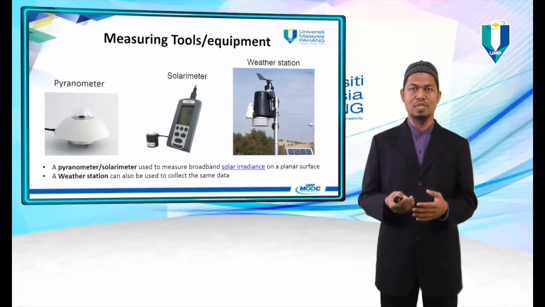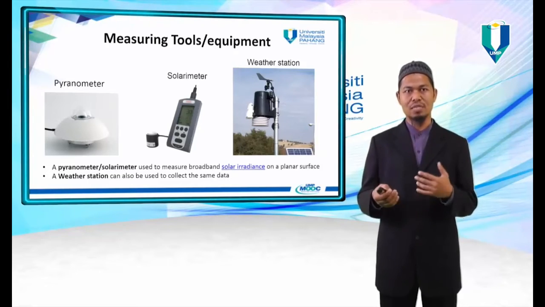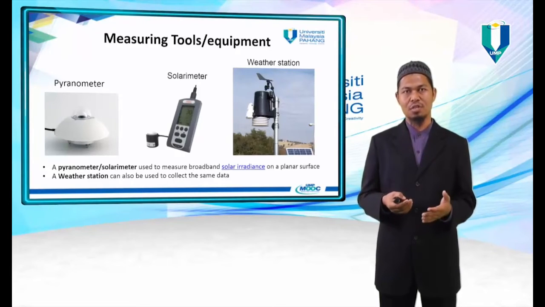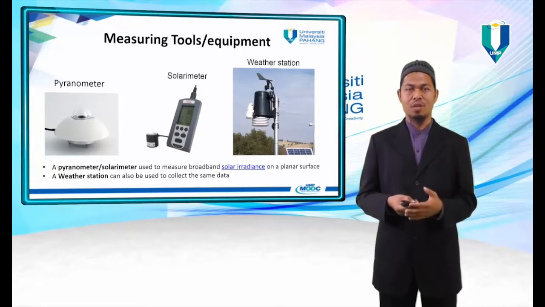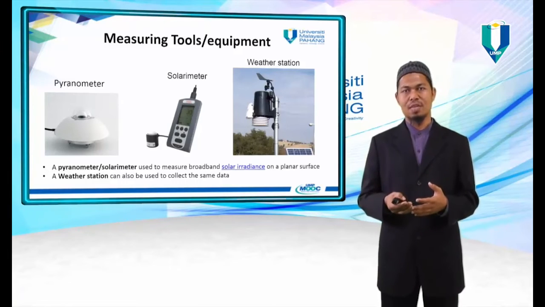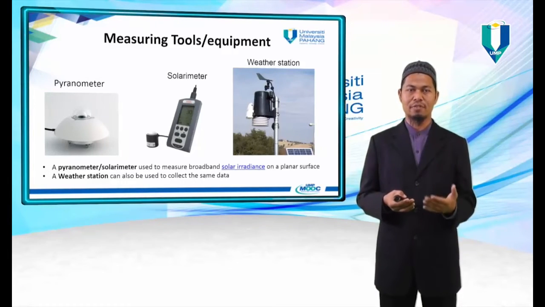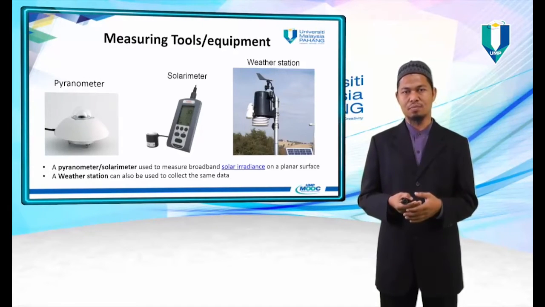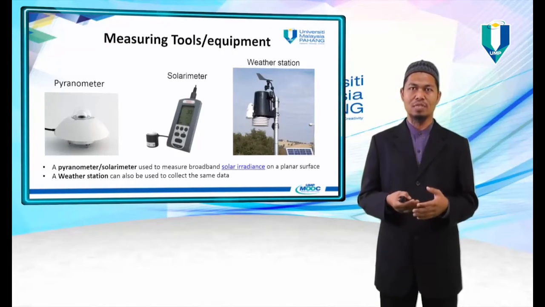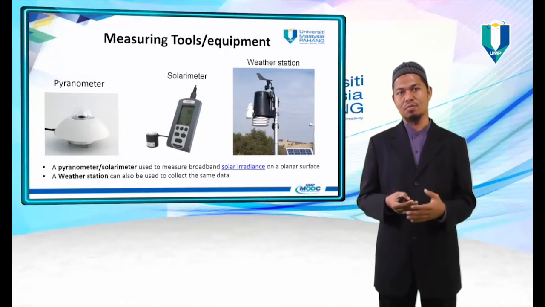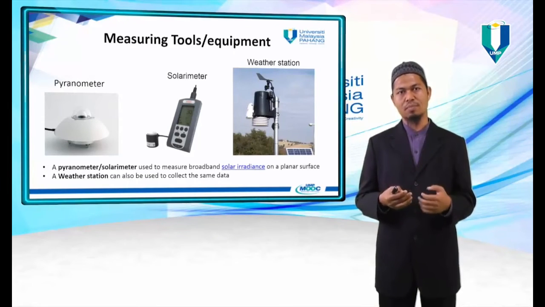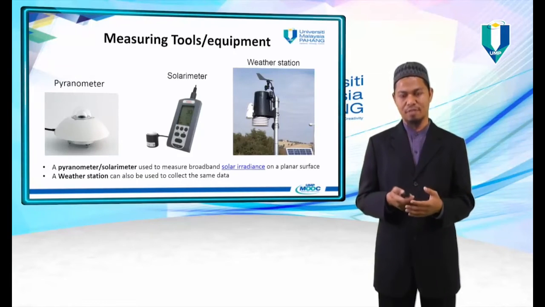Another tool we can use is the weather station. By using a weather station, we can collect data such as solar radiation. It's not just that. We can also measure the temperature, the rain, the wind speed, and many other data. Because a weather station cannot just read the data but can also log it, we can acquire more data over a long period of time.